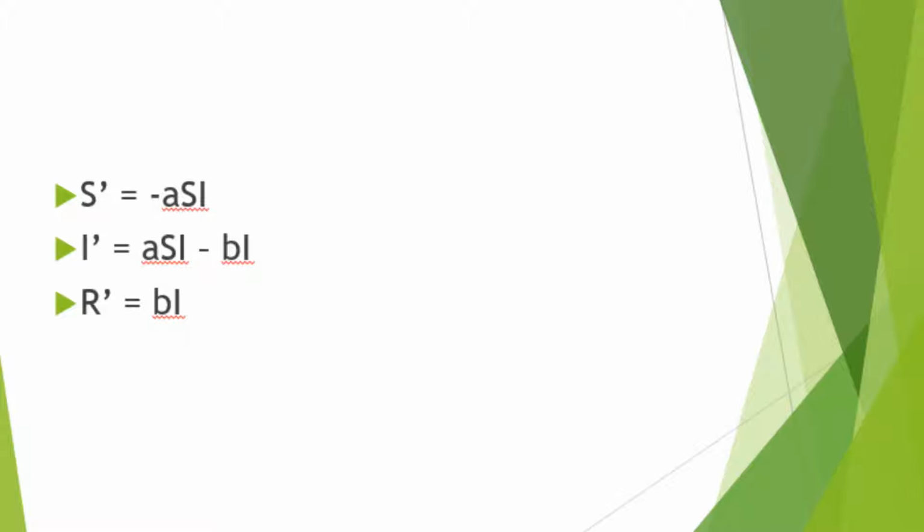In addition, there will be different values of A and B depending on the conditions the individual is in, such as their diets, living conditions, etc. So A is a transmission coefficient, how easily the disease is spread, and B is the recovery coefficient.